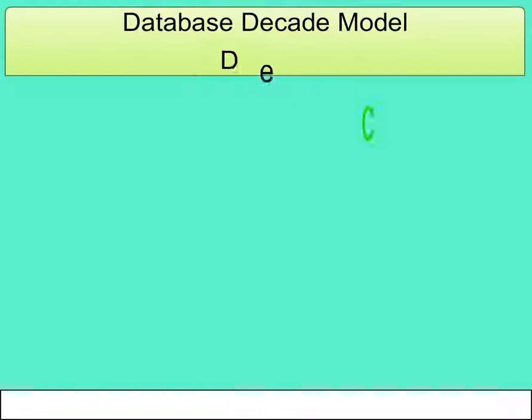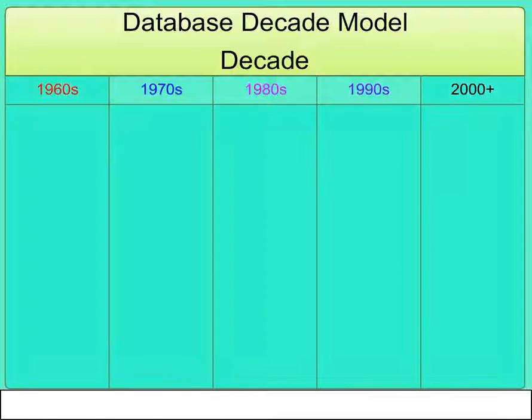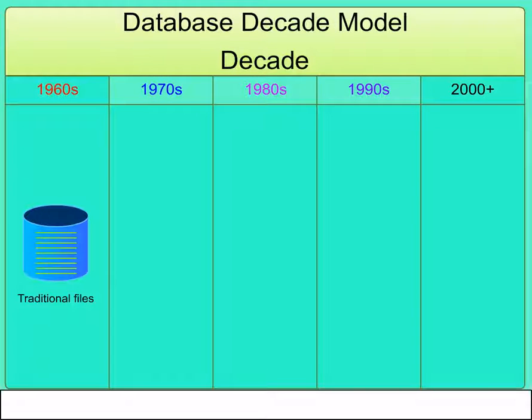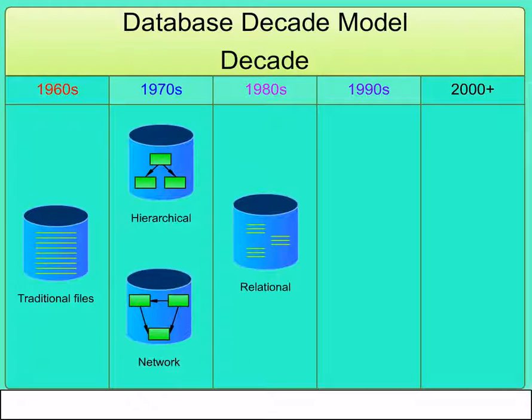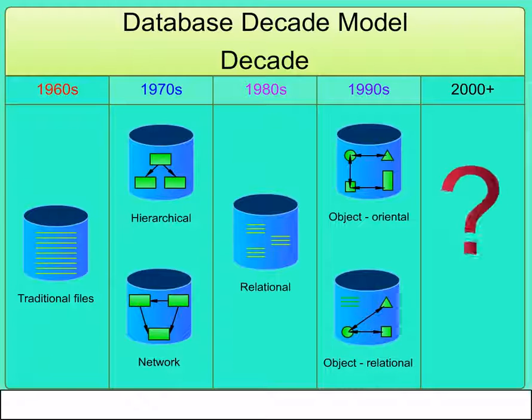Database decade model. Decade: 1960s, 1970s, 1980s, 1990s, 2000 plus. Traditional files: hierarchical, network, relational, object oriented, object relational.